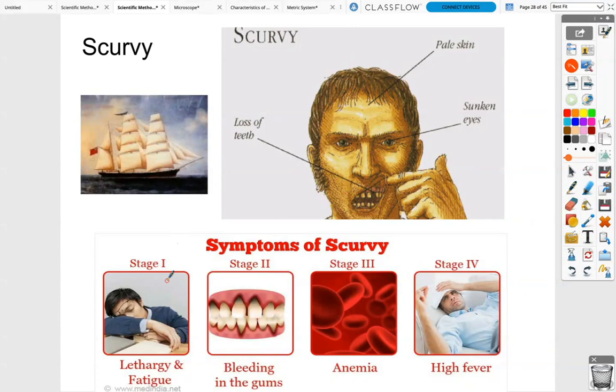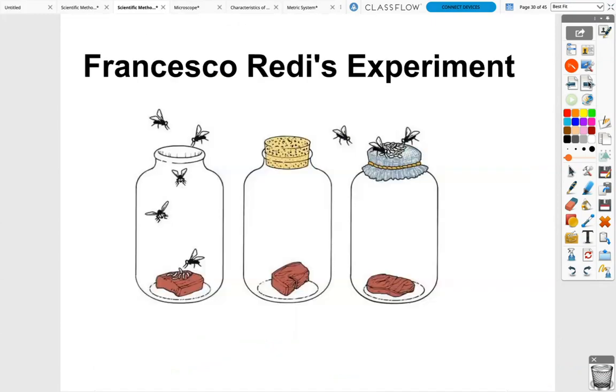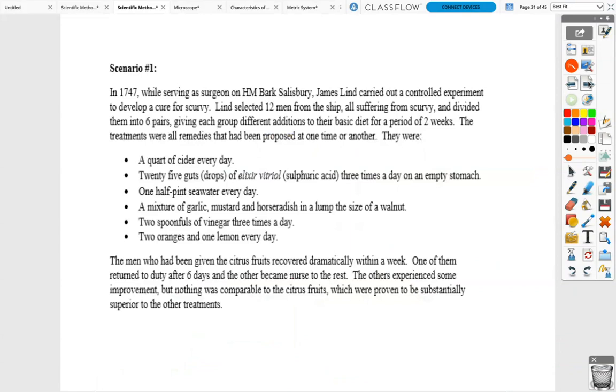Scurvy, the first stages, you could be really tired. Eventually, you might show bleeding from the gums. You would show anemia, which would again make you very tired. You might get spots on your back. You might develop a high fever. If it was severe enough, you may die. So scurvy was something that affected a lot of people that were passengers or sailors on ships. So we'll come back to this one in just a second.